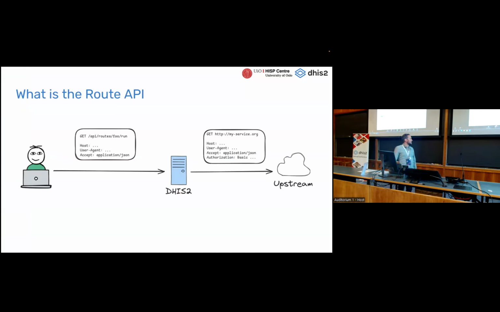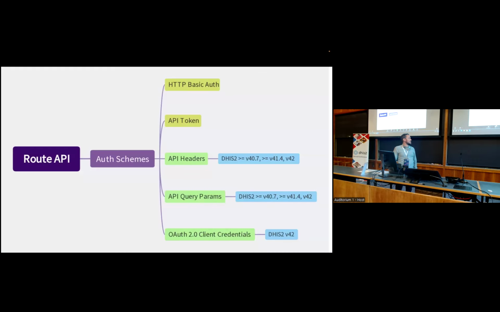The browser talks to DHIS2 through the DHIS2 API. It then adds some authentication to be able to tell the upstream service that it's DHIS2 that's talking to it, and routes the response back to the user.